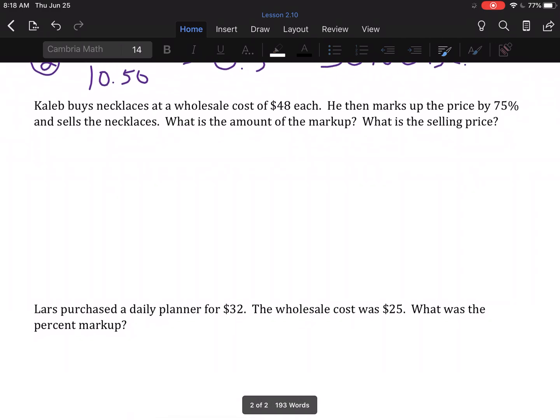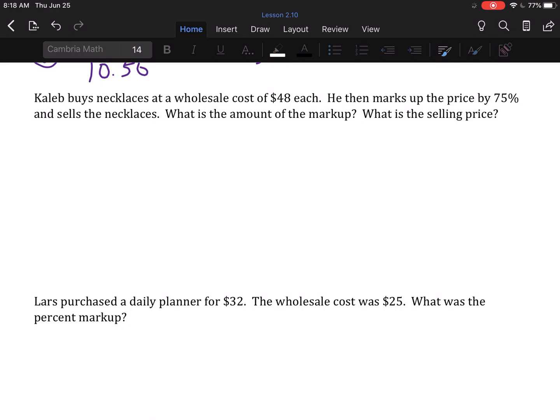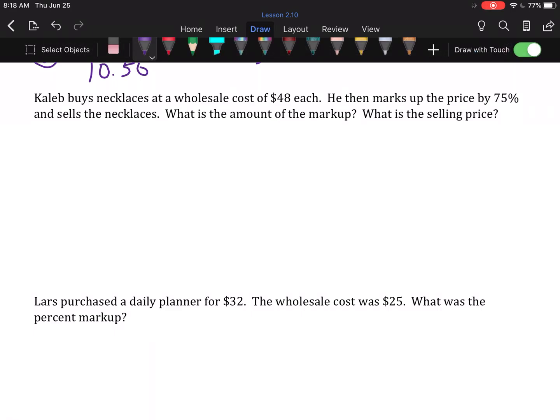Caleb buys a necklace at a wholesale cost of 48 bucks. He then marks up the price by 75% and sells the necklaces. What's the amount of the markup? What's the selling price? This is just what is 48 increased by 75%, just wrapped up with a lot of extra words. So step 1, we need to know what 75% of 48 is.